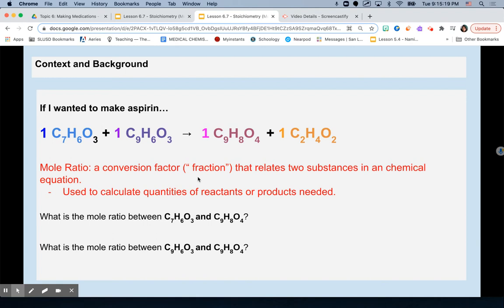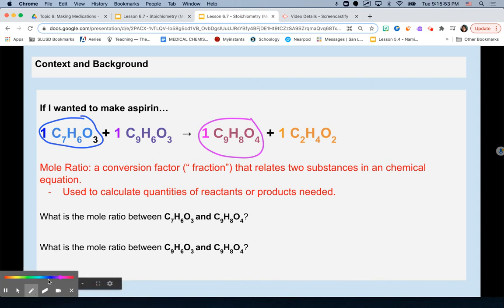So I can write mole ratios in 2 different ways, and we're specifically going to show them in 2 different ways in chemistry. So if I ask you what is the mole ratio between C7H6O3, this molecule, and C9H8O4, this molecule, you can write it in 2 different ways, right? So we're going to write it as a fraction in chemistry, right?